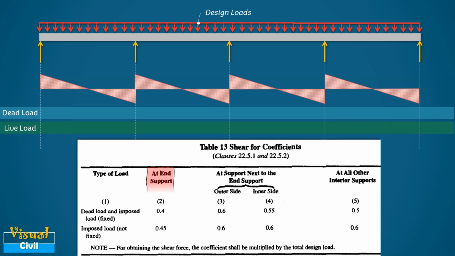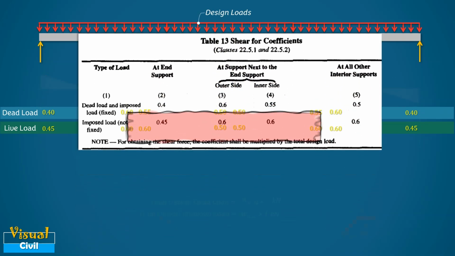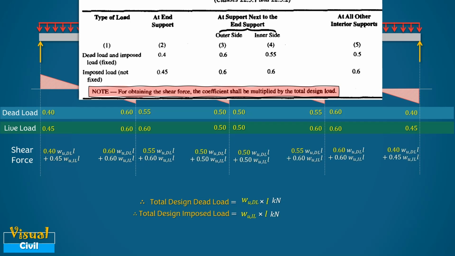Similarly, the shear force coefficients for end support, next to the end support, and other interior supports are given in Table 13. For obtaining the shear force, these coefficients shall be multiplied by total design load.